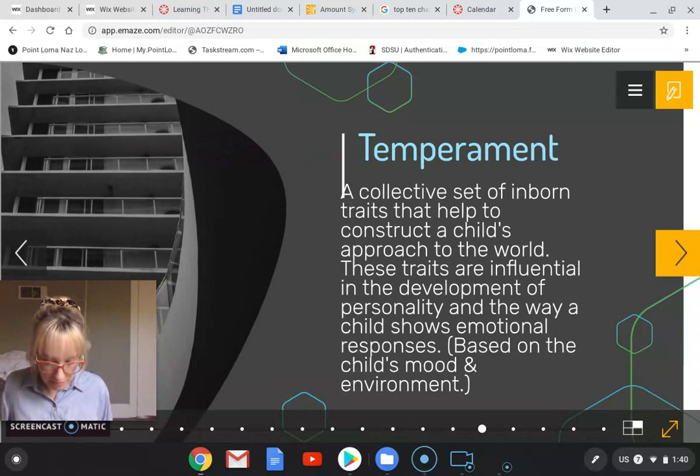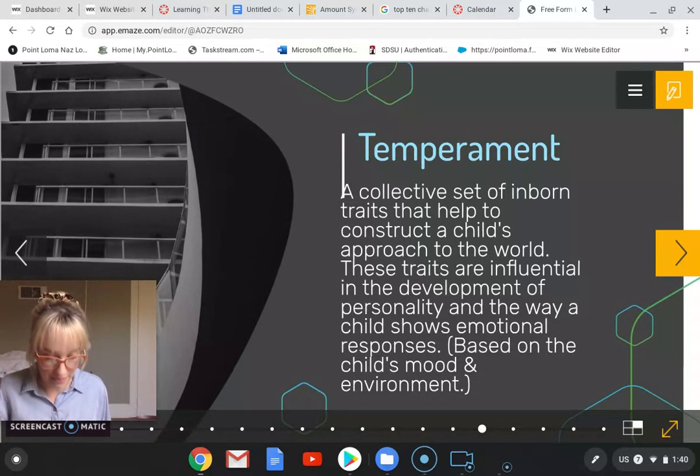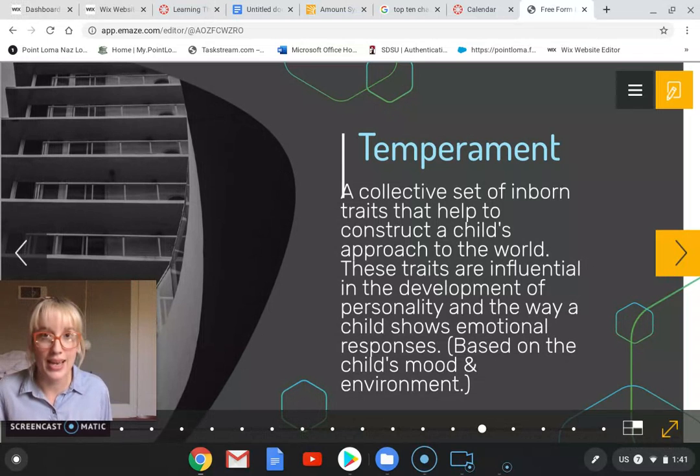Temperament. I love temperament. It's like a collective set of inborn traits that help construct a child's approach to the world. So it's influential in the development of personality. I associate it with personality and the way the child shows emotional responses. It's based on the child's mood, environment, and also their innate personality traits. And yeah, it's the threshold for reacting to all stimulation.